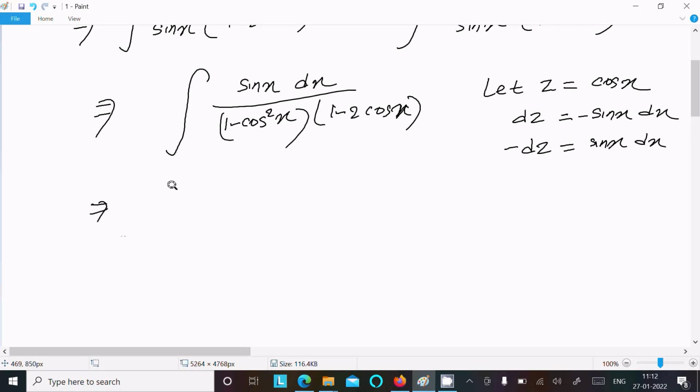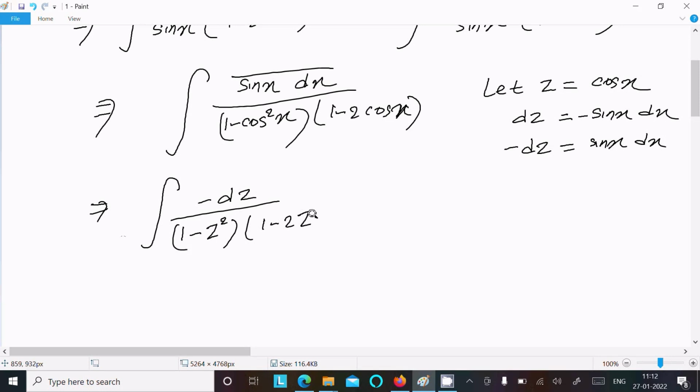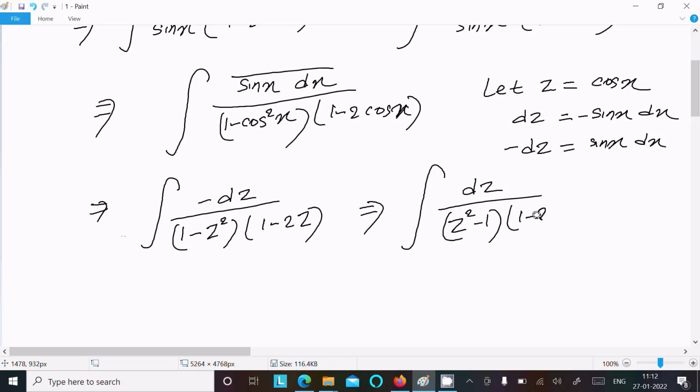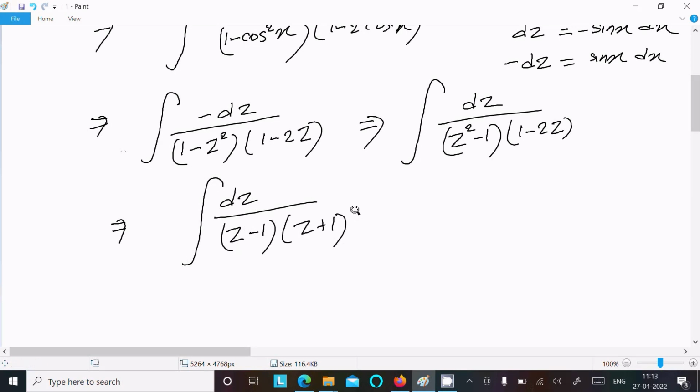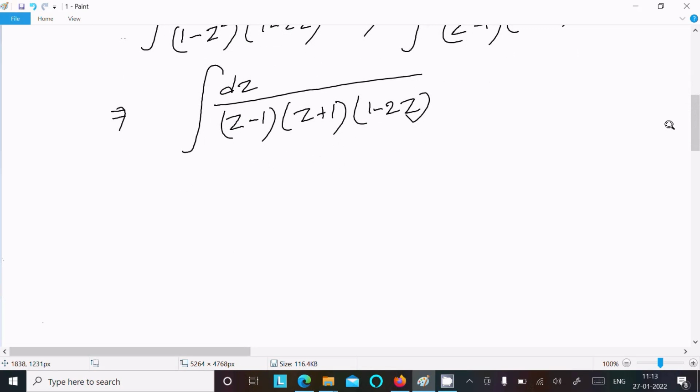So the next is, in this place we can write minus dz, and in place of cos x we write z square, and 1 minus 2z. Now we can write dz over z square minus 1 times 1 minus 2z, taking the minus common. After that, dz over z minus 1, z plus 1, and 1 minus 2z. So this question I'm going to solve with the help of integration by partial fractions.